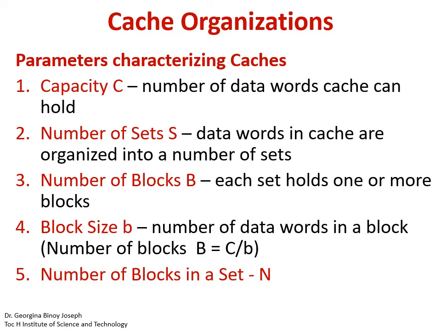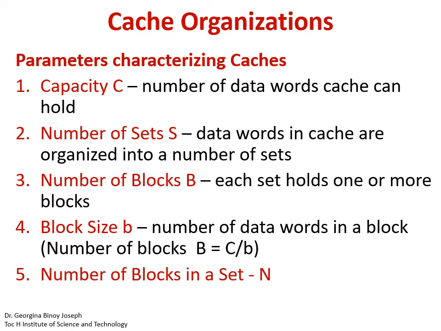The next parameter is the number of blocks B. Each set holds one or more blocks. So the cache is organized into a number of sets, and inside the sets are one or more blocks. So you have the full cache C, then those C words are organized into a number of sets S. Inside each set there may be one or more blocks. The number of blocks is called B.